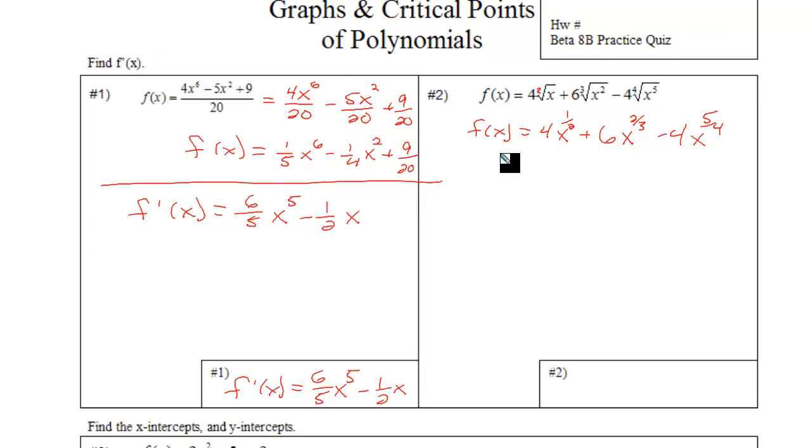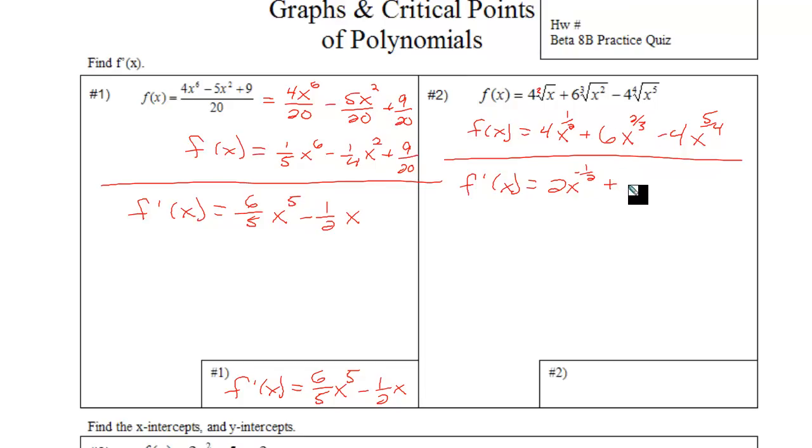So now that it's in this form, you can easily find the derivative. Multiply the exponent by the coefficient. Half of 4 is 2. Subtract 1 from the exponent. 1/2 minus 1 is a negative 1/2. And then 2/3 times 6. You multiply the 6 times the 2 and divide by 3, or you can divide the 6 by 3, then multiply by 2. Whatever you do, you're going to get the same result.